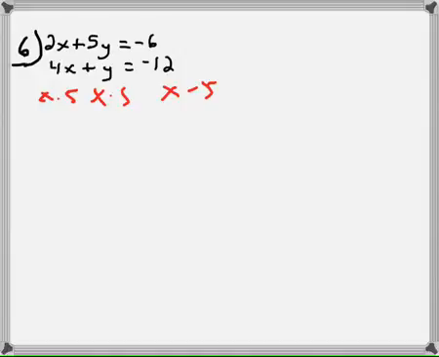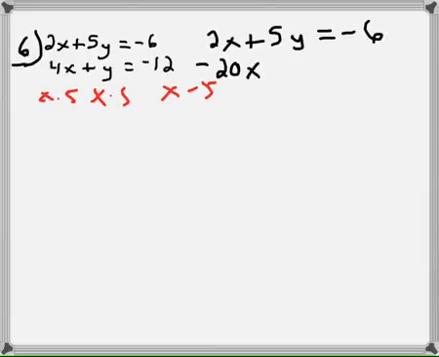So I'm going to rewrite this equation right next to it. I'm just rewriting it. I'm not doing any math. 2x plus 5y equals negative 6. And on the second equation, before I rewrite, I'm going to multiply. So 4 times negative 5 is negative 20x. y times negative 5 is negative 5y. Negative 12 times negative 5 is positive 60.